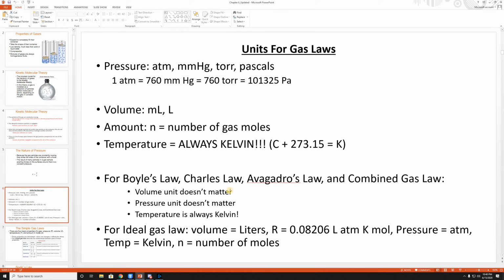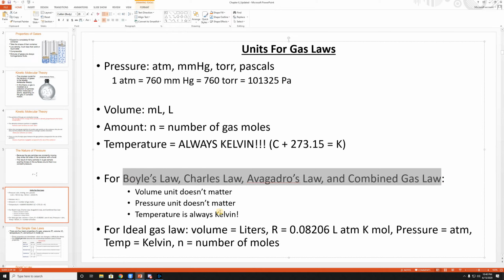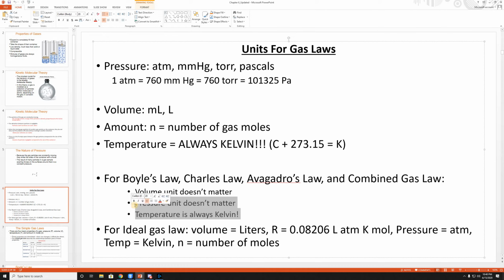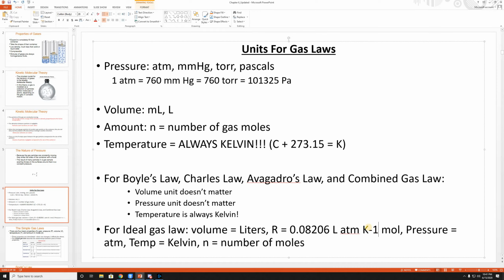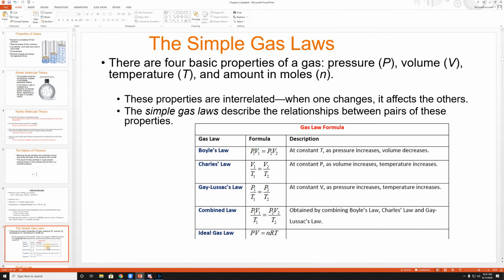So Boyle's law, Charles's law, Avogadro's, Gay-Lussac's, which is not written here, also the combined gas law. As long as temperature is in Kelvin, it doesn't matter what the other units are, as long as the ones are the same as the twos. For the ideal gas law, it does matter because we have our ideal gas constant, R equals 0.08206 liter atm per Kelvin mole, not liter atm Kelvin mole. The pressure is in atm, temperature in Kelvin, and n is the number of moles all the time.